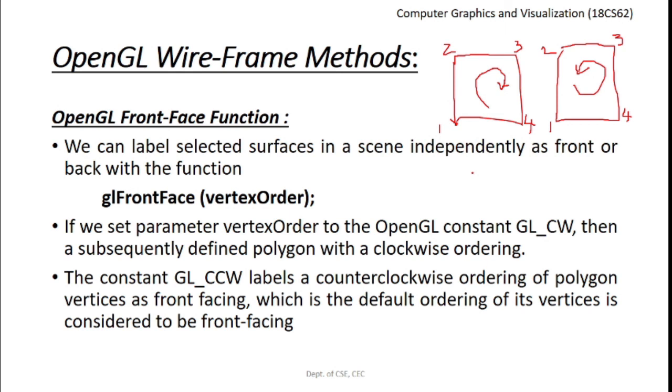Depending upon the order of the vertices that we have specified, we can consider a particular face to be the front face and the back face. By default, the vertices labeled in counterclockwise order will be considered as a front face. Now, if you want to explicitly change it, you need to call a function called GL front face and change the parameter to GL_CW, which represents GL clockwise. Change the other face to the front face.